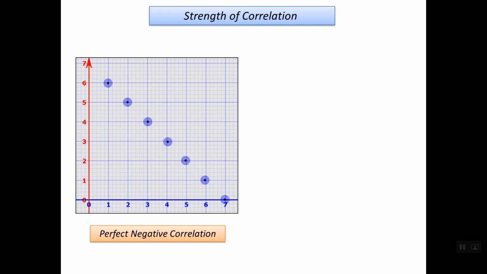In this figure, we see that the direction of the correlation is simply negative. But as you see, we can simply combine all of these points in one straight line. So if we draw a line, there will be no spaces between the points and this line. So in this case, we have what's called the perfect negative correlation, or sometimes it's called complete negative correlation.